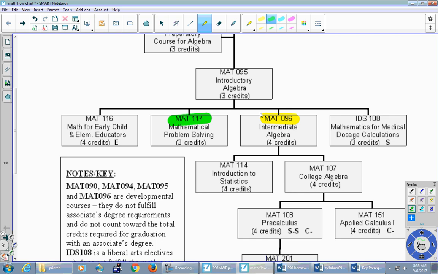Yes? You're a nursing major and you're... I think nursing majors need 096 to get into A and P. I think that's the most common thing. You still need another, I don't know that I would take 117, probably statistics or college algebra. But yes, this one and one more. Okay. All right, so good.